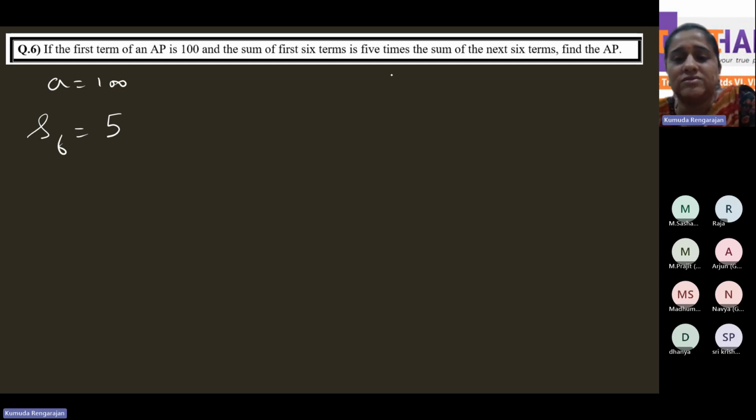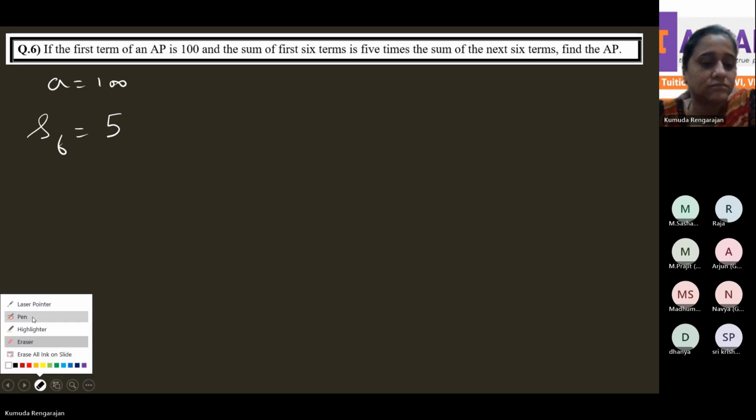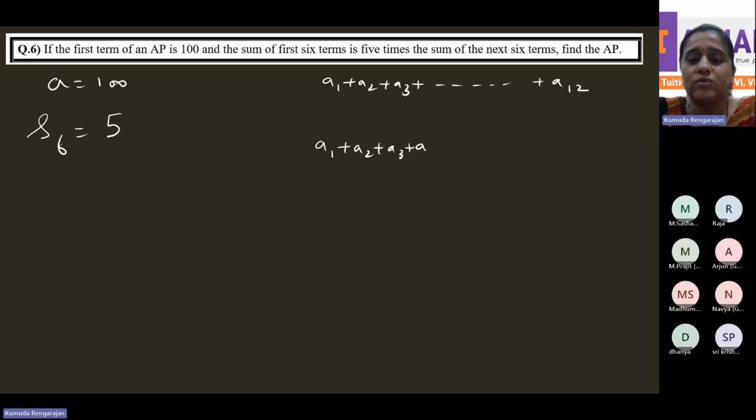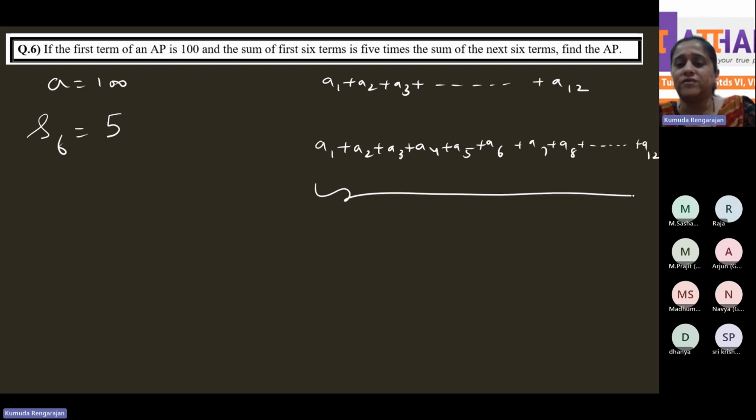So the sum of the next 6 terms is A7 plus... A1 plus A2 plus A3. So this is the sum of the first 12 terms. This is the sum of the first 12 terms, children. A1 plus A2 plus A3 plus A4, A5, A6, A7, A8, like this, till A12. Now this entire thing is the sum of the first 12 terms.